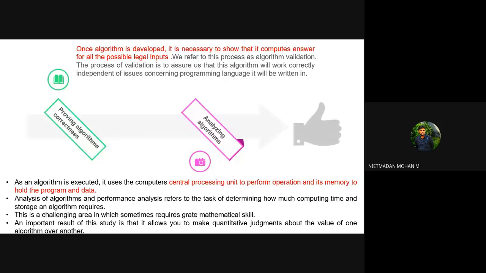Now, analyzing the algorithm. As an algorithm is executed, it uses the computer's central processing unit to perform operations and its memory to hold the program and data, which we discussed in the previous second point also. The question is whether your system is capable of running those programs, and it allows you to predict whether the software will meet any efficiency constraint, then exit. This is the last part. If the algorithm has been written and your system is not efficient enough to run those projects, then we need to exit and rewrite the algorithm according to the user's needs. Fine.